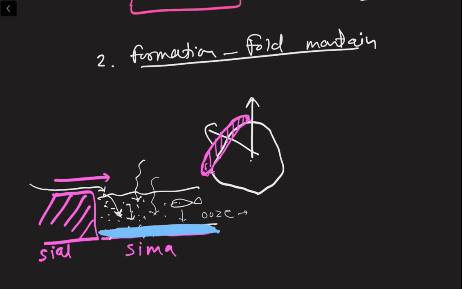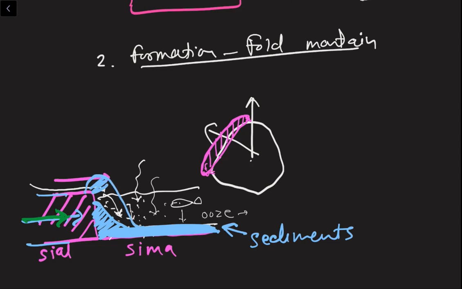Now this ocean bottom has sediments. Now as this continent starts moving, this green arrow shows that the continent is moving in this direction. It will scrape this material. This material will stick to this part. As it moves forward, again it will stick to this part. Okay, so this is the formation of a mountain system.